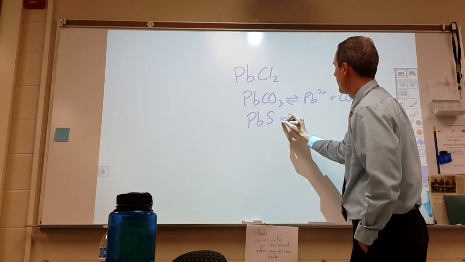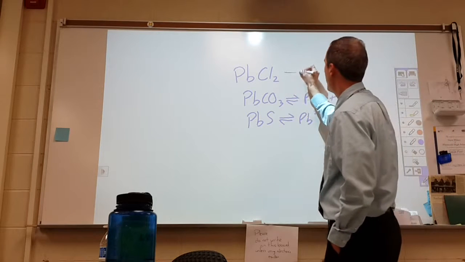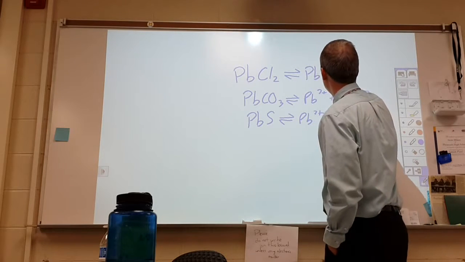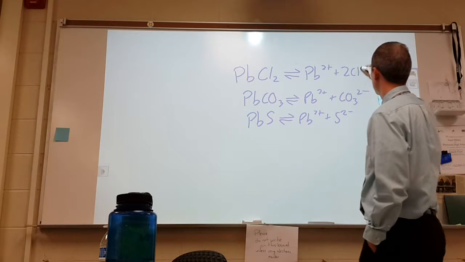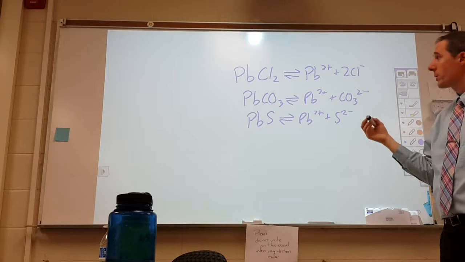In this one, you're going to turn into a lead ion and a sulfide ion. But in the chloride, you're going to end up producing a lead ion and 2 chloride ions. How will that affect your ICE chart? So there's actually 2 ways.